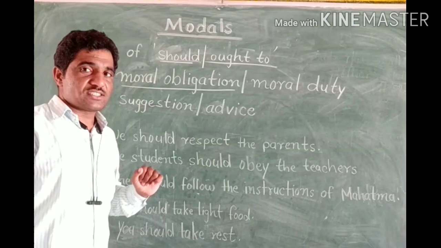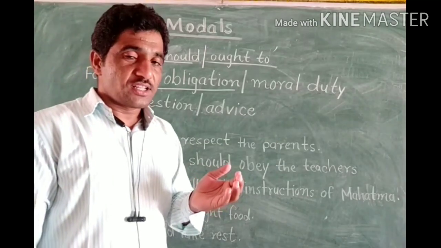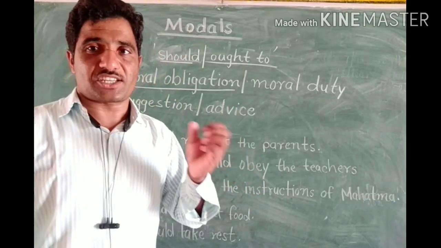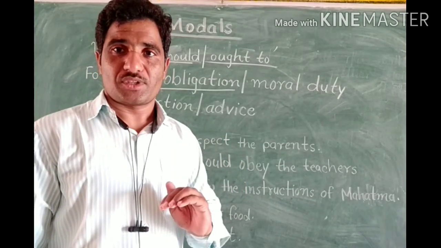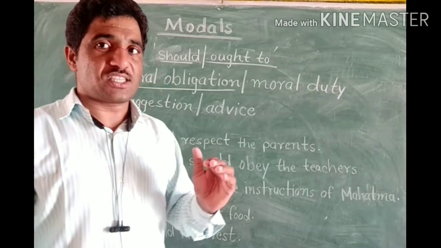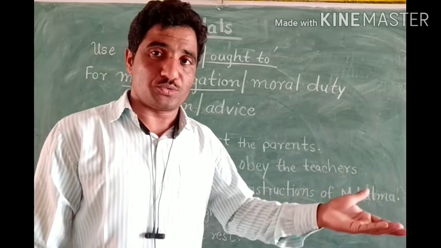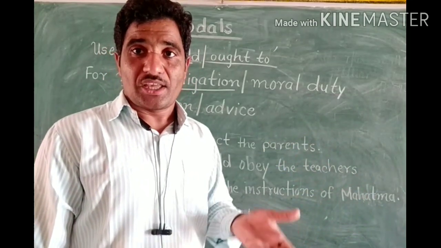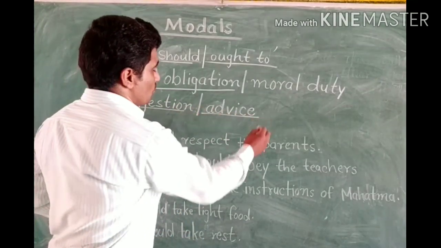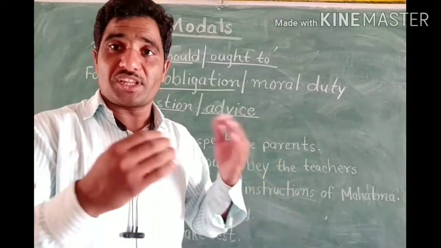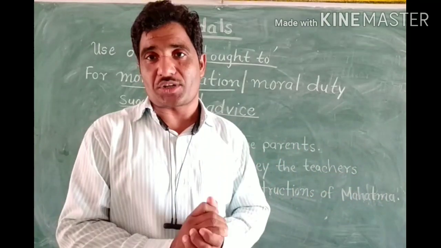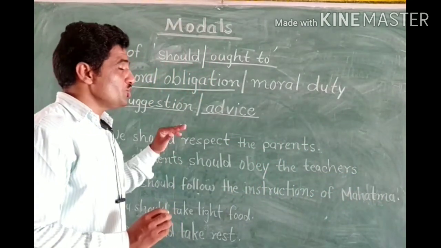Suggestion or advice. Suggestion is the given instruction that we should do. There is also an order. In order we use must. Order is the compulsion that you have to do. That is compulsory and mandatory. And in advice, in suggestion, it is up to us whether we do it or not. If someone gives a suggestion or advice, it is up to us whether we follow it or not. In suggestion and advice we use should.